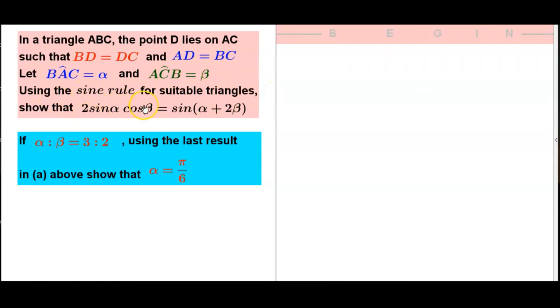Using the sine rule for suitable triangles, show that 2 sine alpha cos beta is equal to sine of alpha plus 2 beta. If alpha to beta is equal to 3:2, using the last result in part A above, show that alpha is equal to pi by 6. Okay, solution for this question.